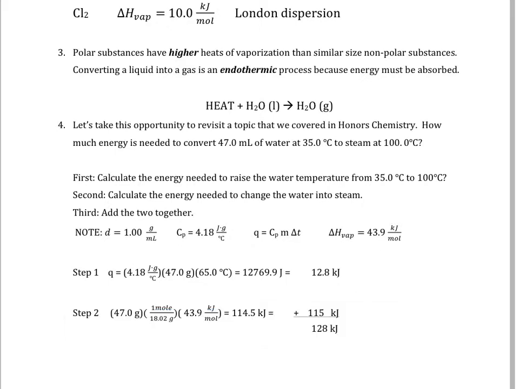With step 2, we've brought the water up to 100 degrees. Now we need to change the water into steam. So this mass, 47 grams, has to be changed into moles. There's the molar mass of water, 18.02, and then we multiply that times 43.9. Just follow the units. Grams cancel, moles cancel. That gives us 114.5 kilojoules. Because this is 3 sig figs, I rounded to 3. And now it's just a matter of adding these two together. And my final answer will be 128 kilojoules.